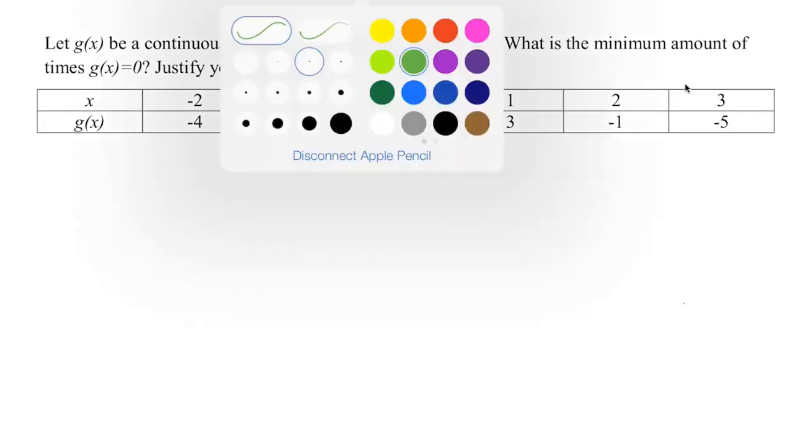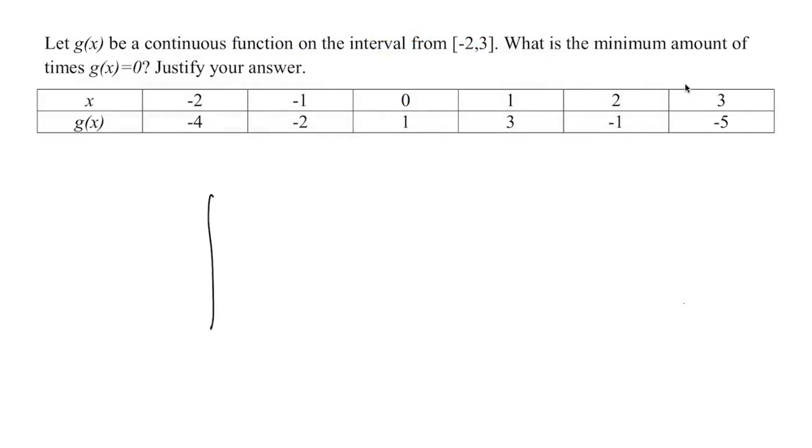So I always tell students, if you're having a hard time seeing that, just plot it real quick. -2, 4. -1, -4. 0, -2. 1, 3. So 1 right there. 2, -1. 3, -5. So, right, that's my picture.